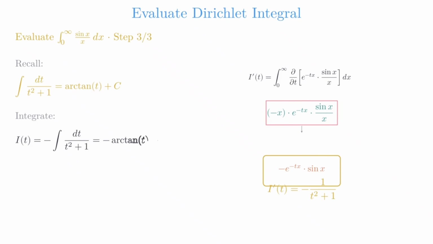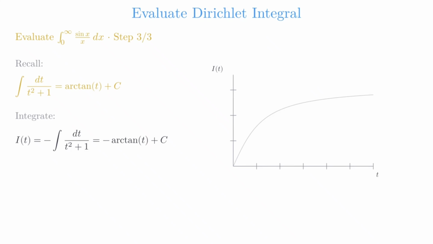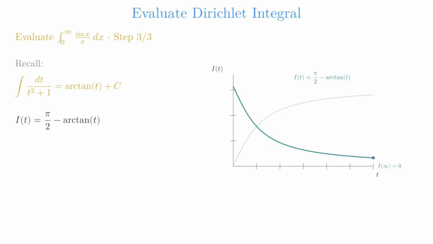Integrating negative 1 over t squared plus 1 gives negative arctan of t plus a constant c. Using our boundary condition, I of infinity equals 0. Since arctan of infinity is pi over 2, we get c equals pi over 2. So I of t equals pi over 2 minus arctan of t. Finally, setting t to 0. Arctan of 0 is 0, so I of 0 equals pi over 2.